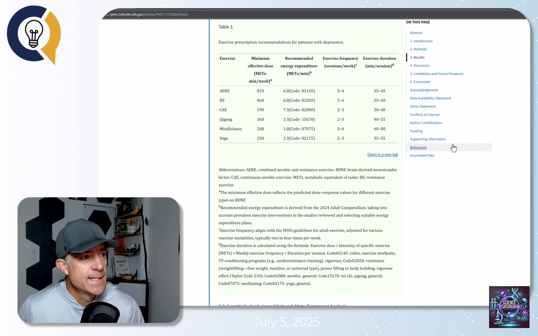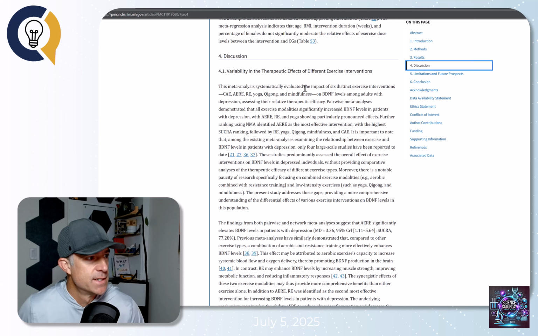And finally, we want to go to the discussion. And if you read through the discussion, does the discussion reasonably describe what was found in the methods and the results? If it does, it adds more trust to the authors. If they start to get a little excessive or exaggerate the claims, you want to be a little careful.